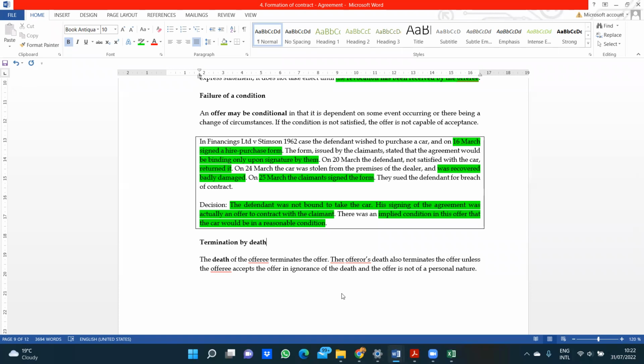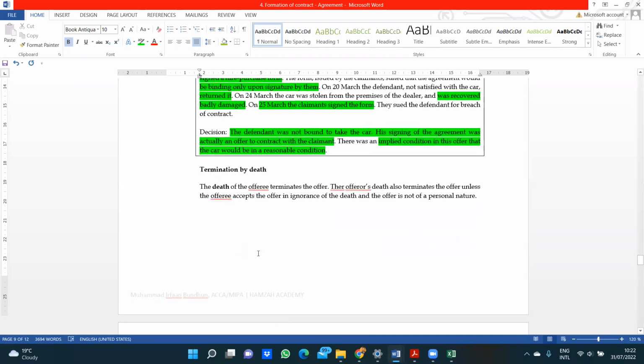Termination by death. The death of an offeree terminates the offer. Listen, this is very important. The death of the offeree terminates the offer, but the offerer's death also terminates the offer unless the offeree accepts the offer in ignorance of his death, and the offer is not of a personal nature. The death of the offeree, the one being offered the offer, automatically terminates the offer. There is no condition at all.